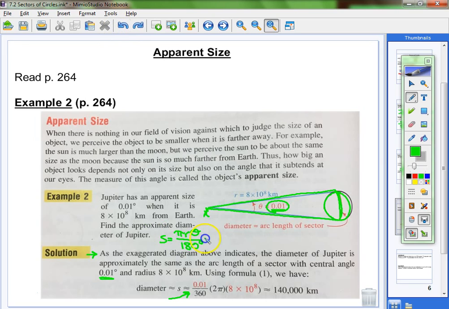So we want to find the arc length because that will be the diameter, so we'll change this to diameter. It's pi times the radius of this circle, which would be the distance to Jupiter. So 8 times 10 to the 8th times theta, which is 0.01. All of that divided by 180 degrees. And when you multiply all of that out, you get approximately 140,000 kilometers.